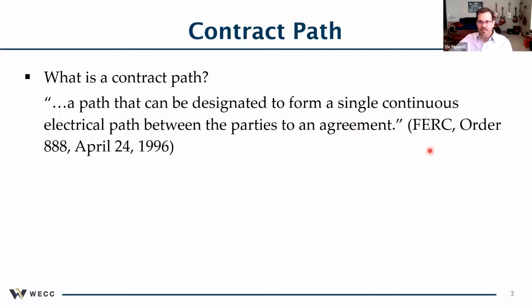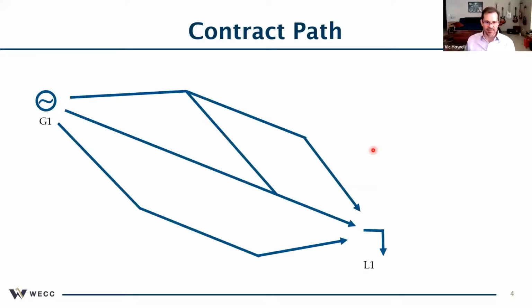This is from some FERC documentation. A contract path is a path that can be designated to form a single continuous electrical path between the parties to an agreement. I've got an example to help drive that home, to paint that picture for you. In this example, we have one generator, G1, and one load, called L1, and we have these transmission lines that are all in between.